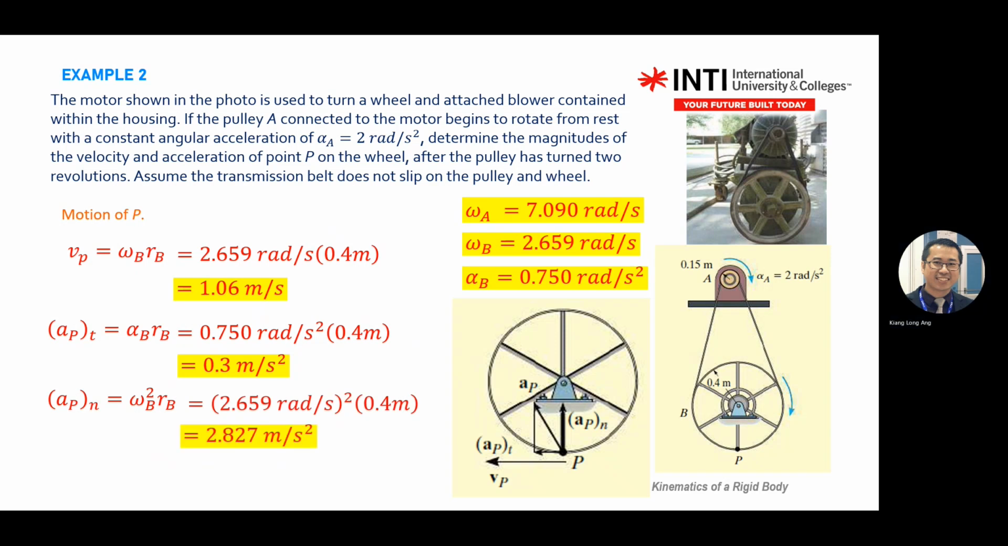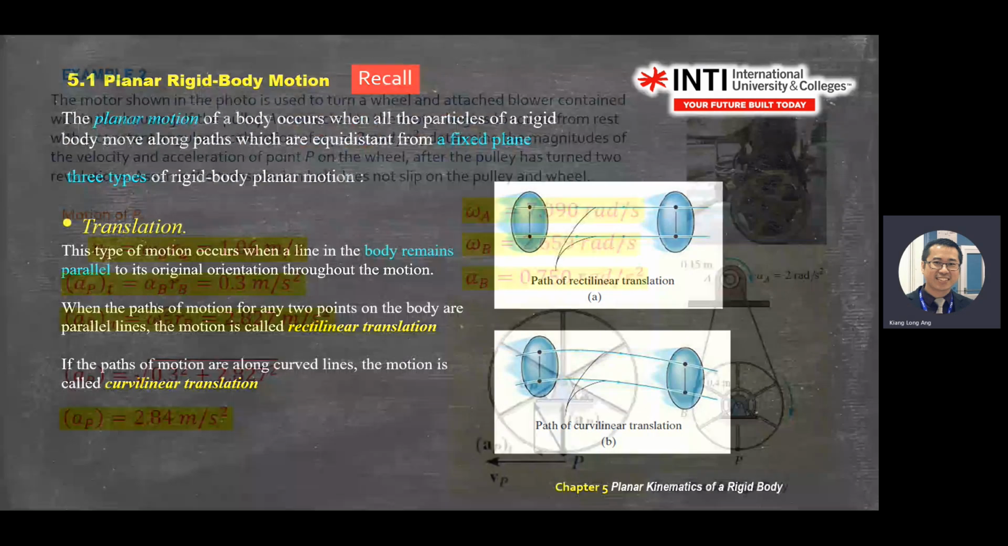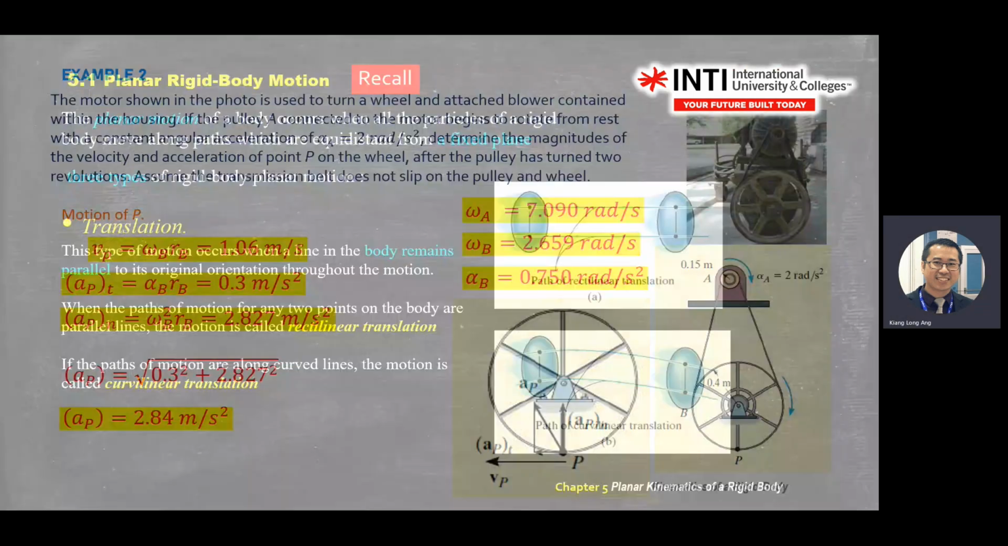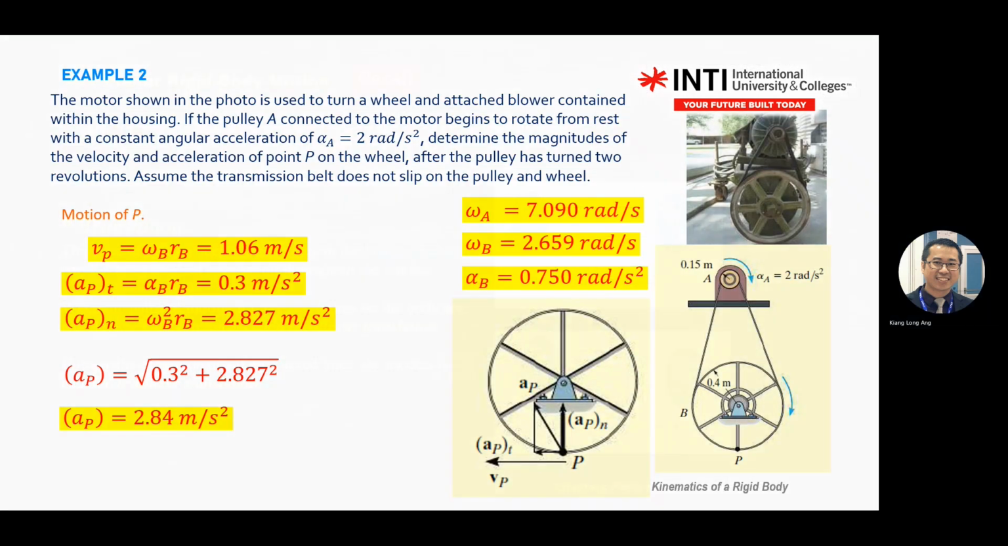But here, when you find AN and AT, remember to go back to find the resultant of A. How to find the resultant? Square this one, square this one, square root. How to find the angle? Tangent. Okay. So you find your AP, you're able to get into this one. All right. So what else? Okay, we stop at example 2.